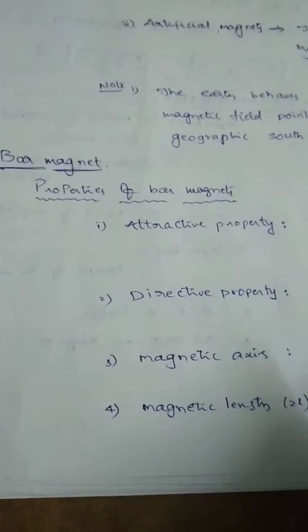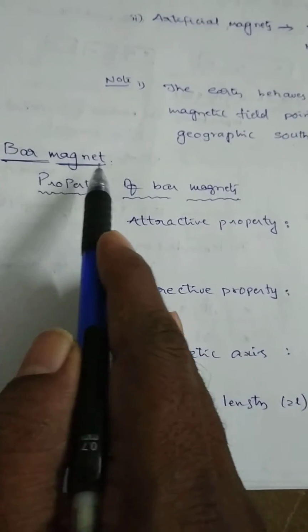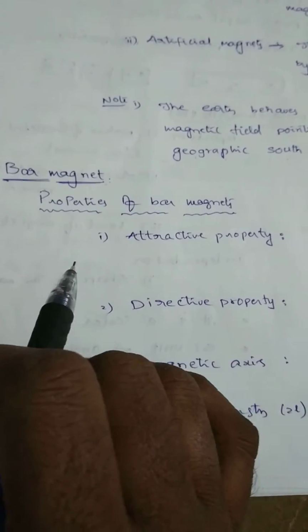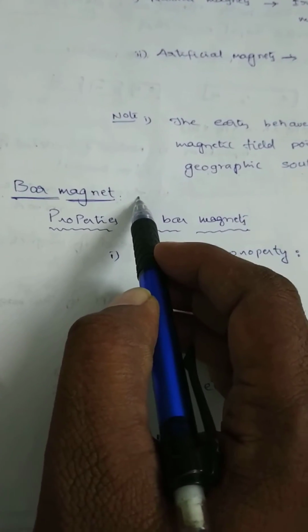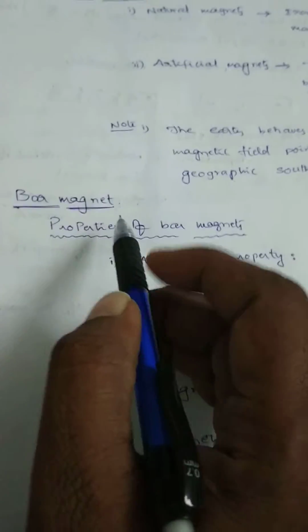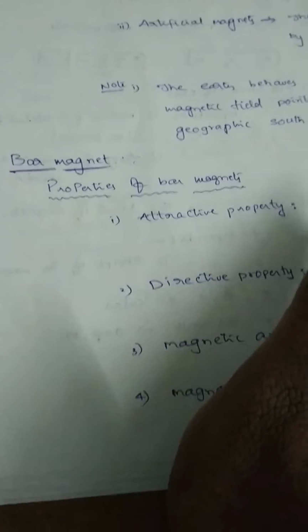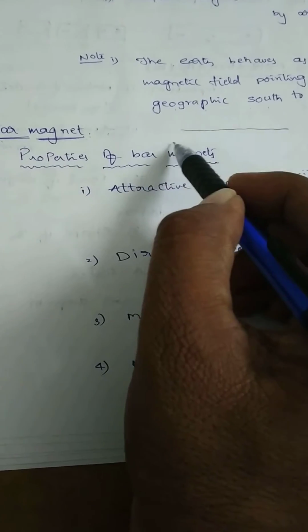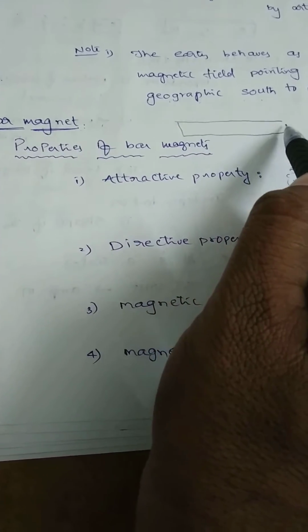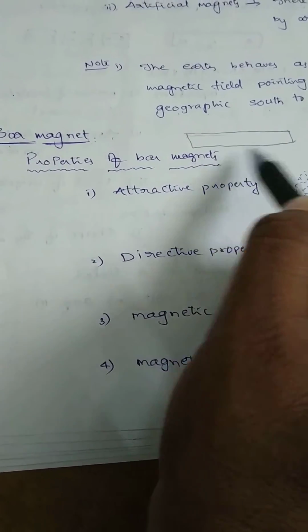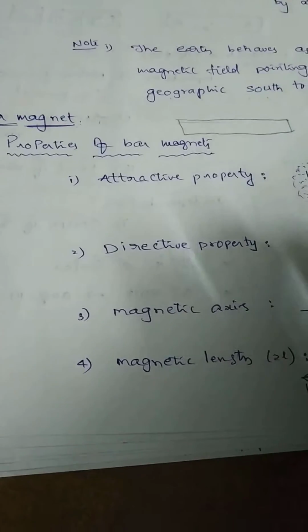Next one, what is meant by a bar magnet? Depending on the shape as well as size, magnets are of so many types: bar magnets, horseshoe magnets, concave shaped magnets, and so on. First one, bar magnet. Bar magnet means it is in the form of a rectangle like this. It is said to be a bar magnet. So, it is in the shape of a rectangle. Thickness is very less when compared with the length.